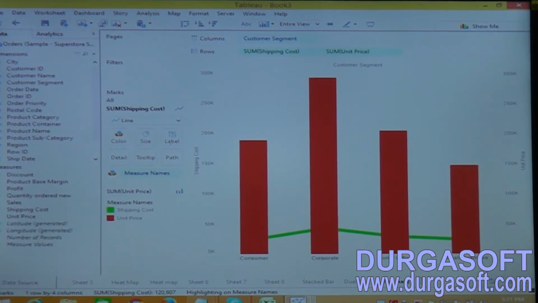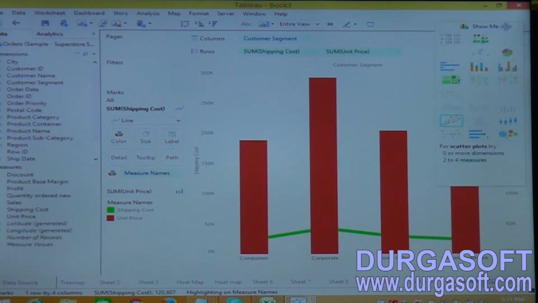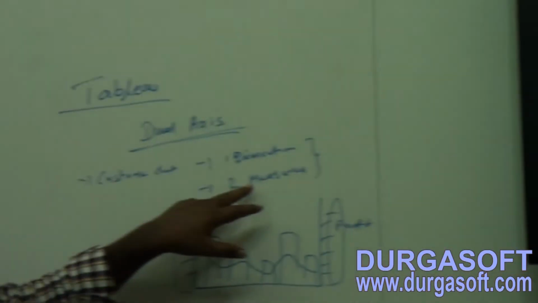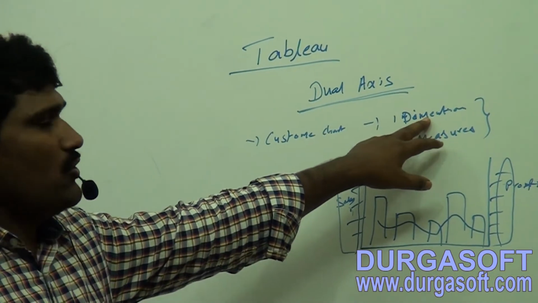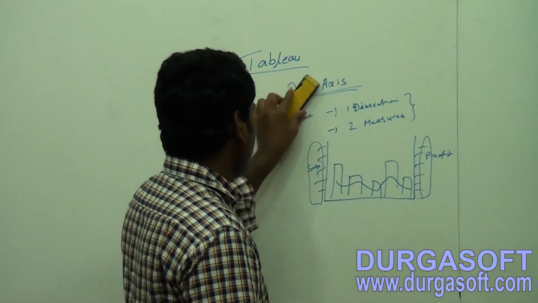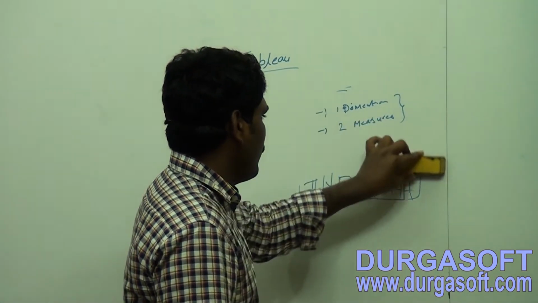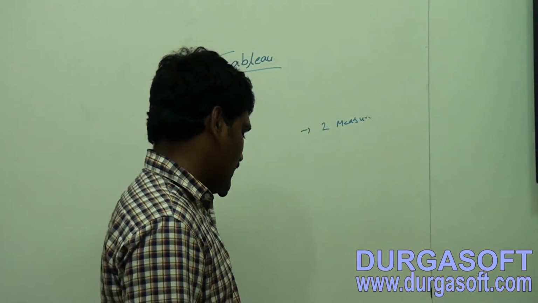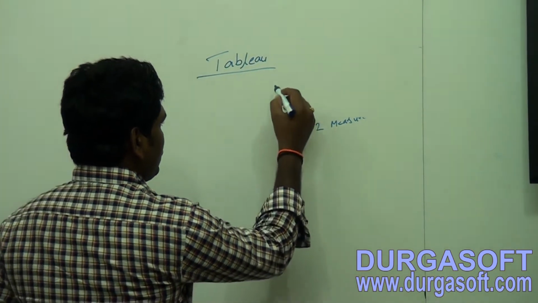Dual axis. Now the same representations, that means as we said, 2 measures and 1 dimension is suitable for the dual axis. Let me create one more chart which we can represent by using 2 measures and 1 or more dimensions. That we call a scatter plot.